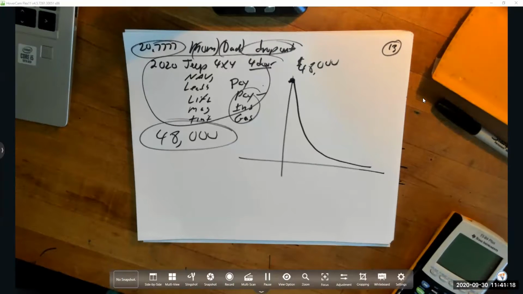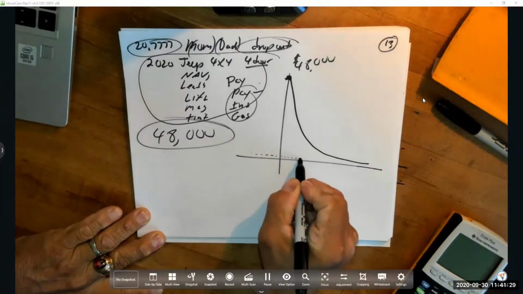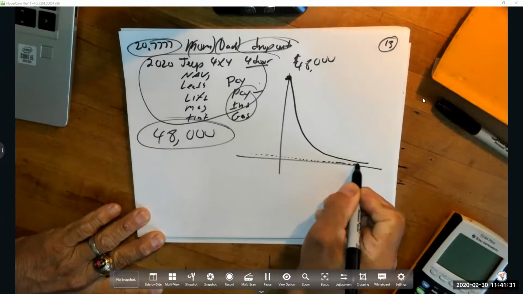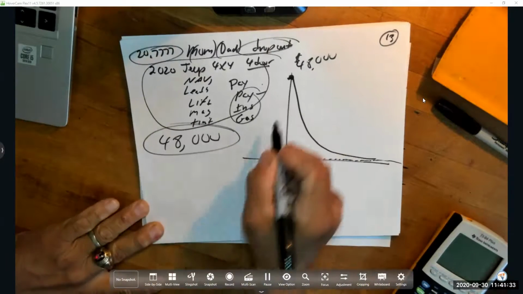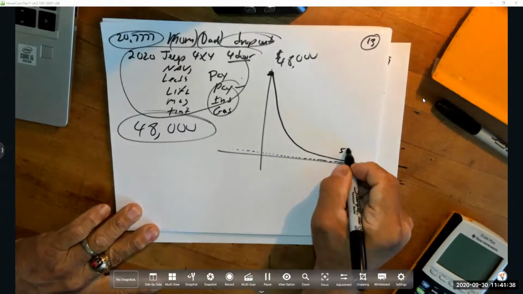And eventually, 2 years from now, 3 years, 5 years, 10 years, 12 years from now, it's still going to be dropping down. But eventually, it's going to get to a place like this, a horizontal. It's going to level off somewhere. Right now, it's $48,000. Eventually, this thing's going to level off probably around there.